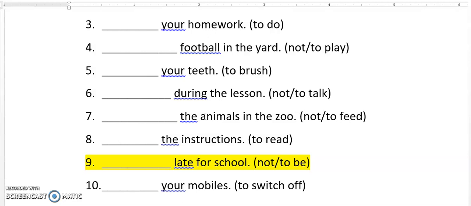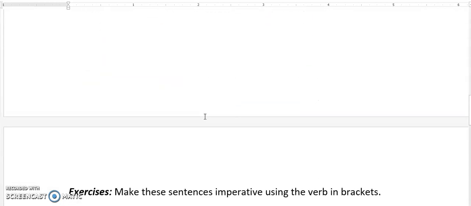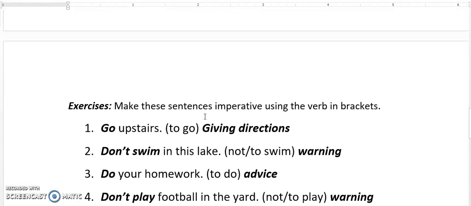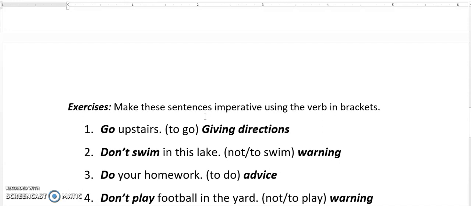Okay, guys, enough time. We are going to check answers. So over here, we are going to start with number 1. Here we have go upstairs. The verb is in base form. Go upstairs. Sube las gradas. And this is, of course, the category of imperatives for giving directions.